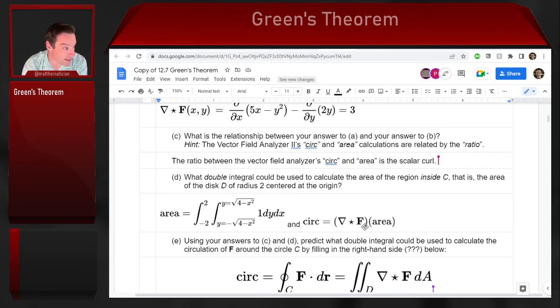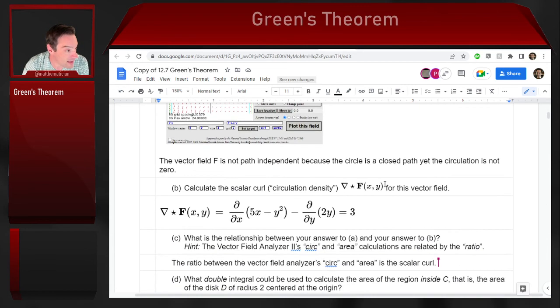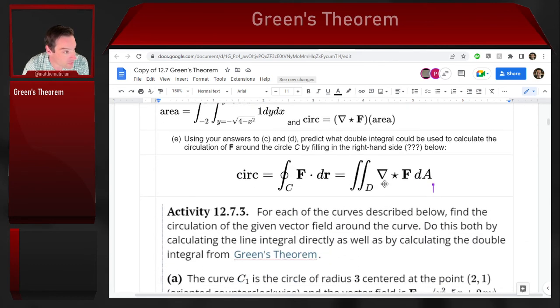Another way to say it is that if I am walking in the direction of my parameterized curve, then the area inside the curve, so the disk in this example, should be on my left as I walk around, right? So if I'm a little person walking around the edge of this circle, then on my left side should be the region that we're going to integrate over, and on my right side is open space, right? So that's the sort of convention that we use to determine the counterclockwise orientation for the purposes of Green's theorem.